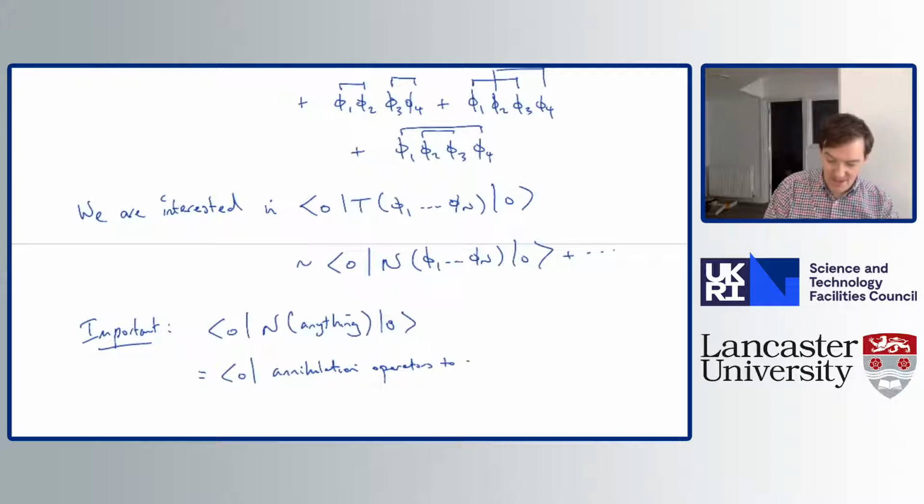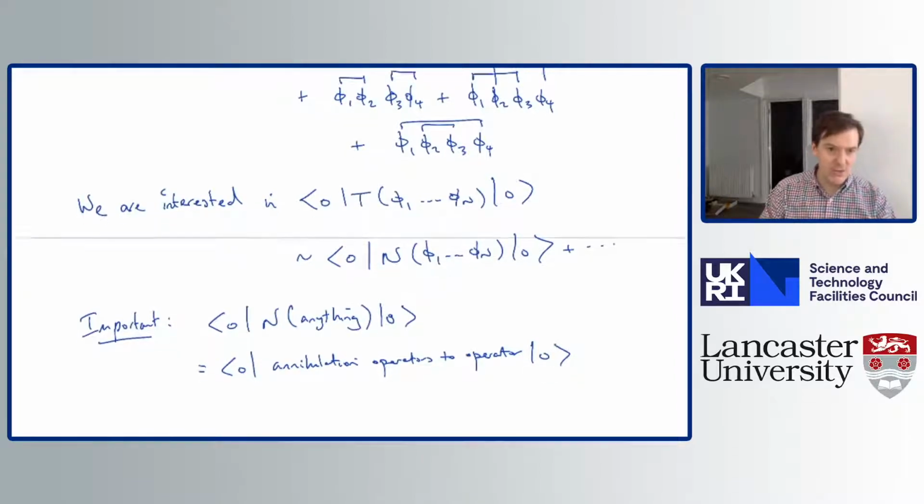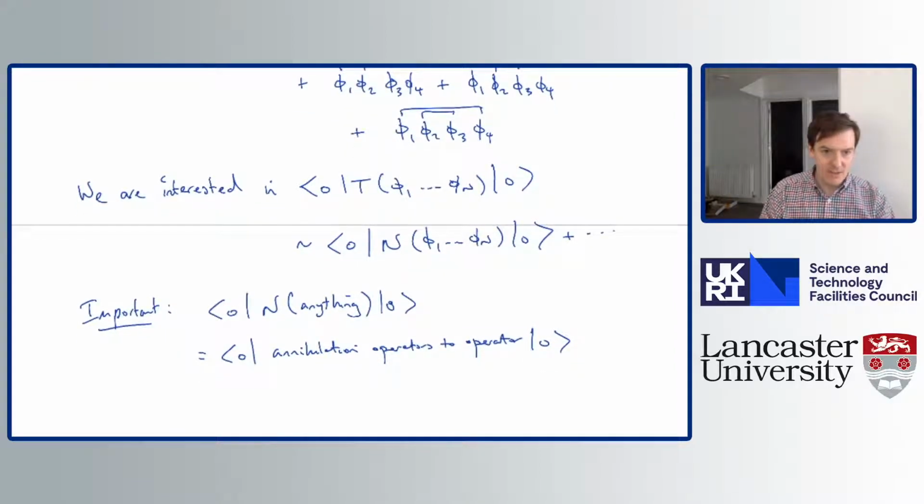So as long as I have at least one annihilation operator in my expression, in anything expression, I'm going to move it to the right where it's going to hit that vacuum, and it's going to return 0. So this is going to be 0. Anytime I have an N with any fields in these types of expressions, I simply get 0.